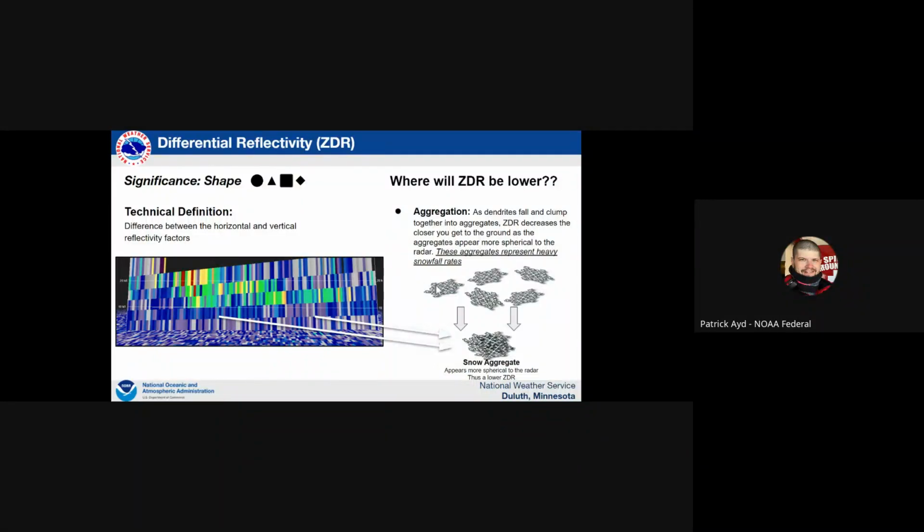And so these snow aggregates really represent pretty prolific snowfall rates. So if we see this signal of higher ZDR aloft that's decreasing towards the surface, that's probably associated with dendrites that are being generated aloft, fluttering with larger horizontal axes. They're starting to then clump up as they fall into these snow aggregates. And because they're clumping and look more spherical to the radar, ZDR decreases towards the surface.